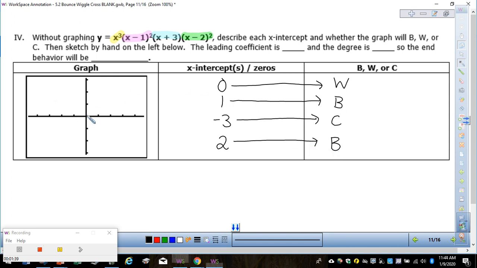Okay, so let's start to put this here on our graph. At 0, it's going to wiggle. At 1, it's going to bounce. At -3, we have a cross. And at positive 2, we have a bounce.